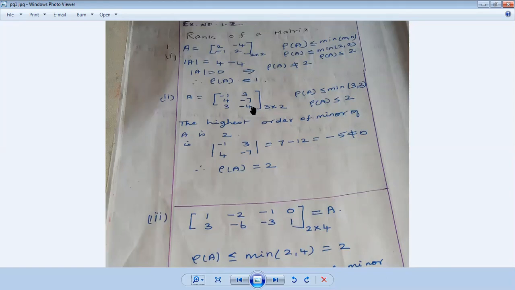Non-zero rows, meaning if the row does not have all zeros, suppose you have a number in it, that is non-zero.